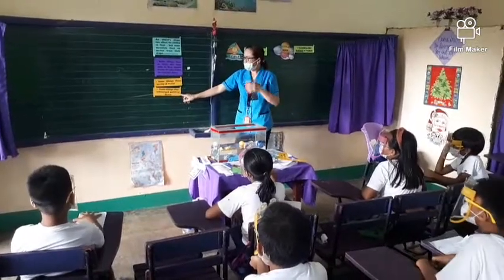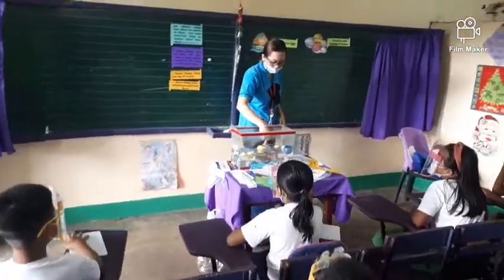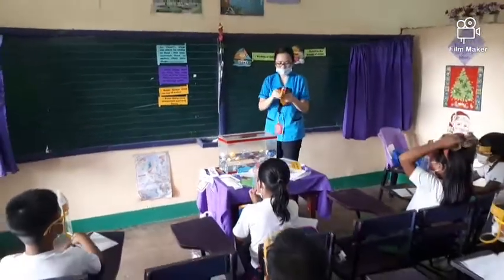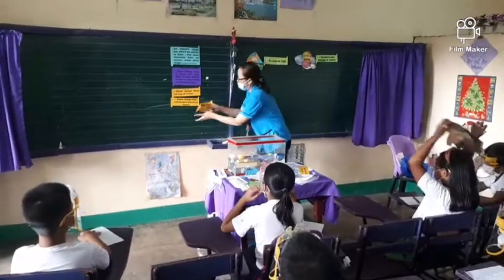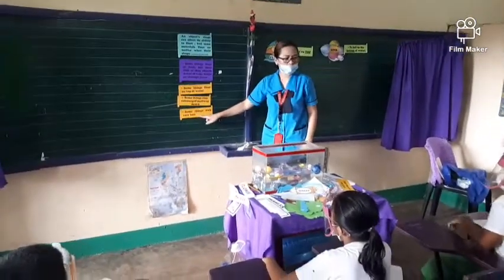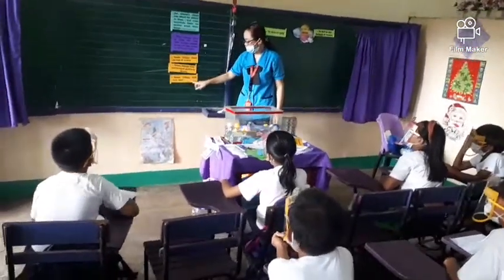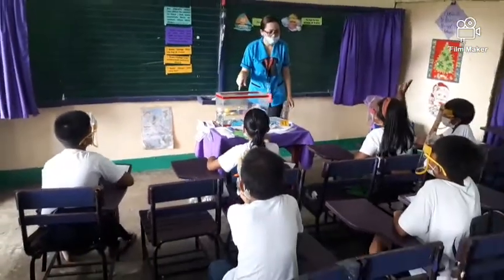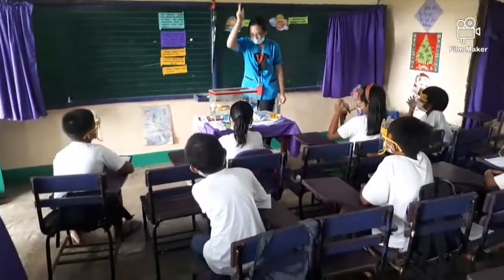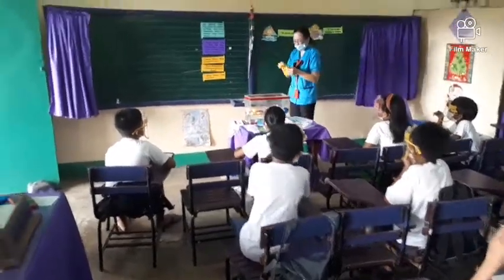Something stays submerged, but way down. Oh, like this bottle. So submerged down, partly, not all. The other one. Something sinks very fast. Good job. What is an example here? It sinks very fast. Marbles. Another one. Glasses. Another one. Spoon. Good job. Okay. How about this one?